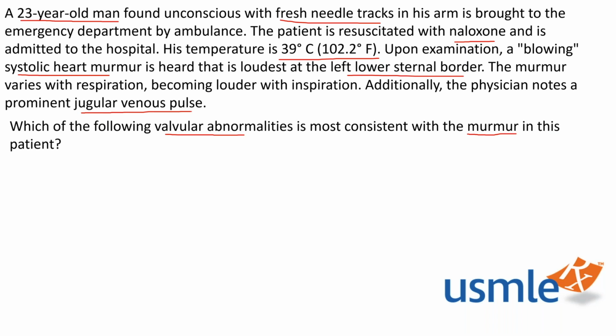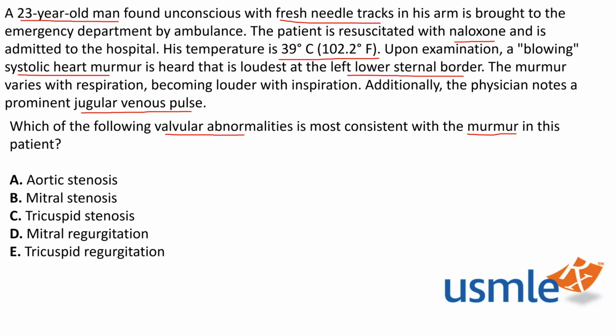Now we're going to read that last sentence again, thinking about some answer choices. Which of the following valvular abnormalities is most consistent with the murmur in this patient? Which murmur do we think we're looking for here? We're looking for aortic stenosis, mitral stenosis, some tricuspid valvular issues, some pulmonic valvular issues, those types of things. So you've got your thought process going. Then we're going to uncover the answer choices, and you can see those here. And then we want to look at the answer choices, working our way from the last one up.